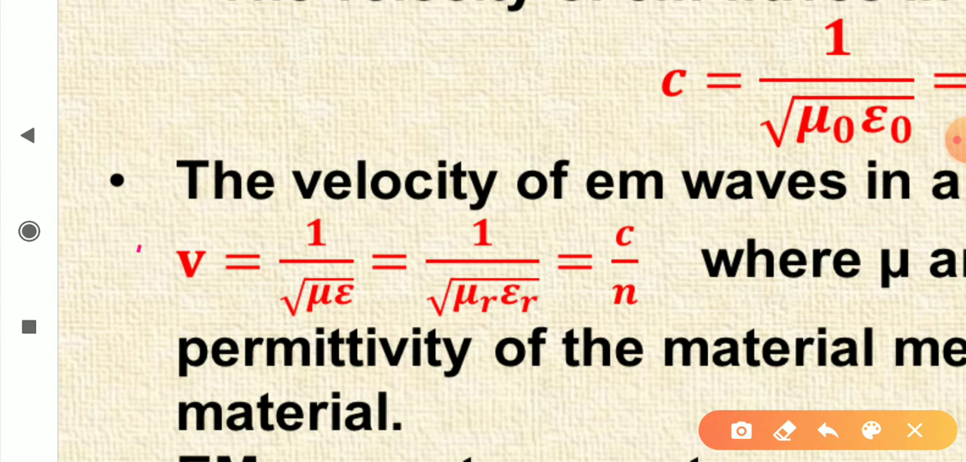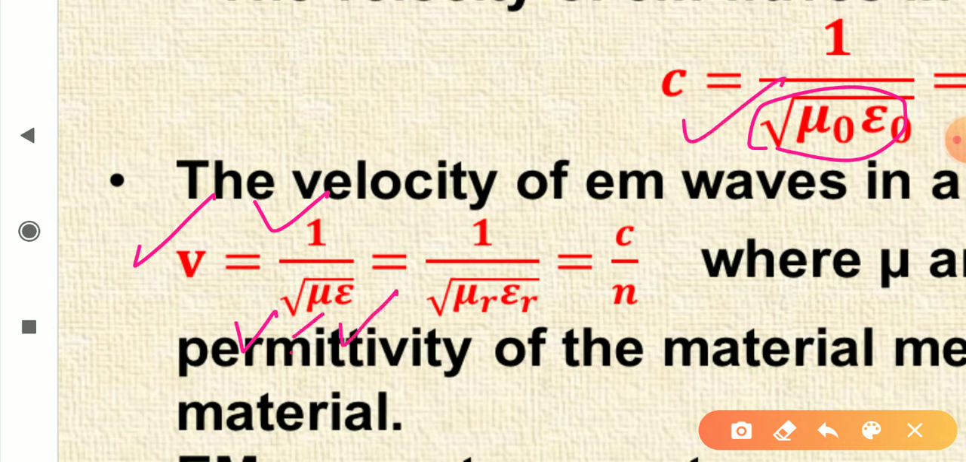See, the velocity is 1 upon under root mu epsilon naught. Here we had used the properties of free space, and here the properties of medium. So mu is permeability of medium, epsilon is permittivity of medium. This is also equal to 1 upon under root mu r epsilon r.